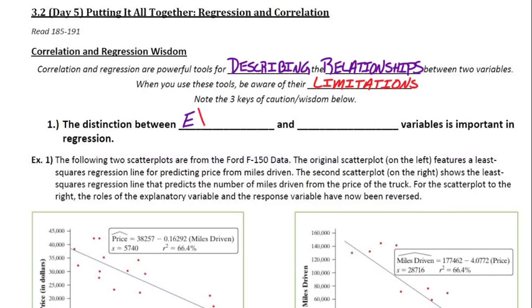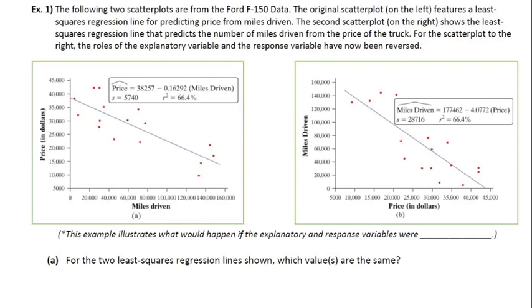So the distinction between explanatory and response, that's the first one, that's a big one. Explanatory, like my X there, goes on the X-axis. So let's look at the first example here, and this is one we've done in the past with the trucks. So what's the difference between these two? Well, you should notice the X and Y variables are switched. One of them predicts the price from the miles driven. The other predicts the miles driven based on the price.